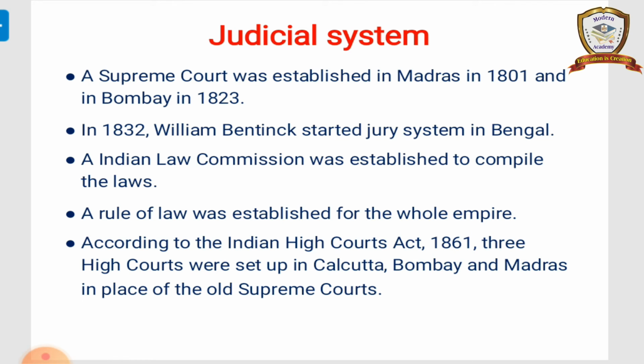The judicial system means the courts. We know we have four courts: Supreme Court, High Court, District Court and Subordinate Court. The Supreme Court was established in Madras in 1801 and in Bombay in 1823. In 1832, William Bentinck started the jury system in Bengal. A law commission was established to compile the laws. A set of rules was established by the British. According to the Indian High Courts Act of 1861, the three high courts were set up in Calcutta, Bombay and Madras in place of the old Supreme Courts.